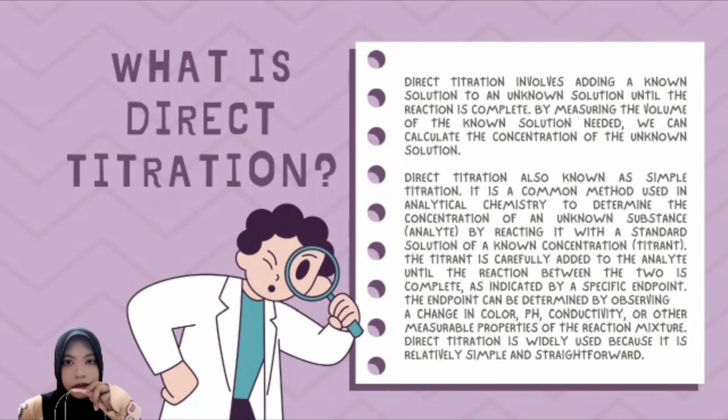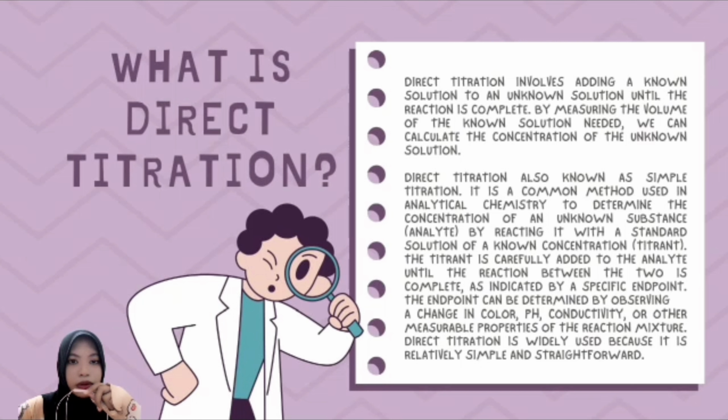Today I would like to talk about direct titration. What is direct titration? Direct titration involves adding a known solution to an unknown solution until the reaction is complete. By measuring the volume of the known solution needed, we can calculate the concentration of the unknown solution.